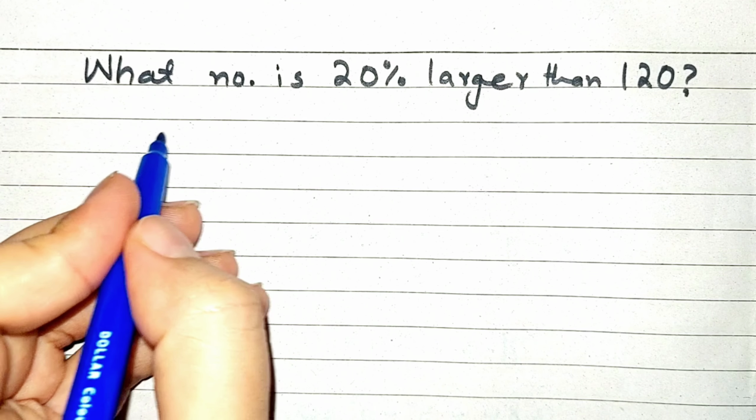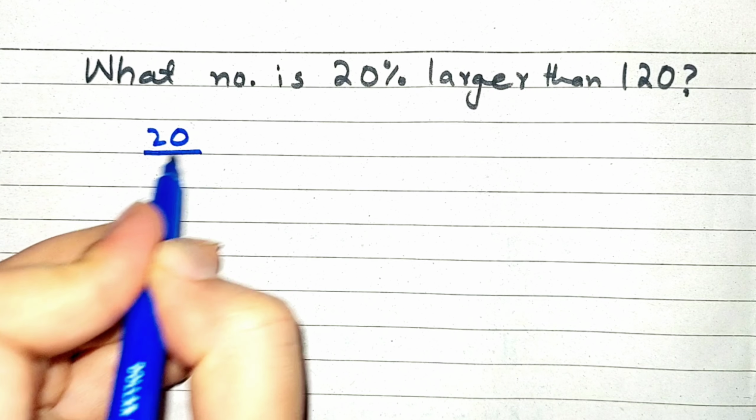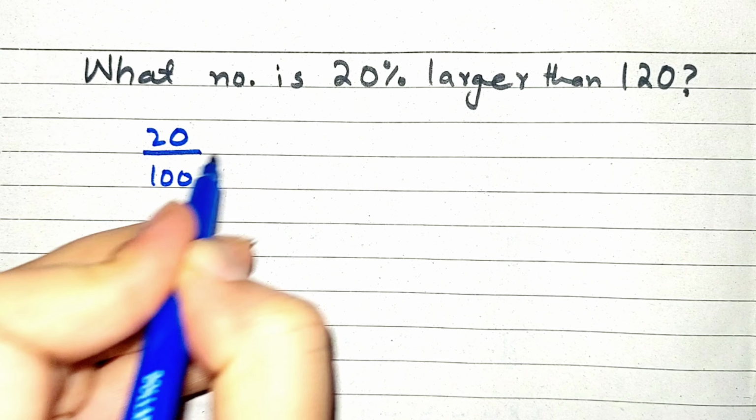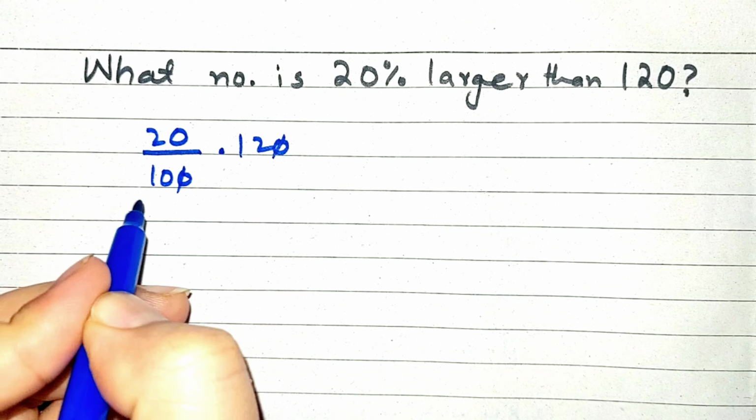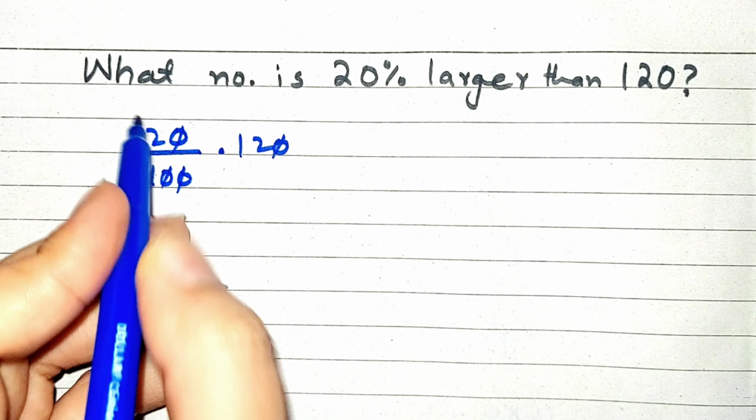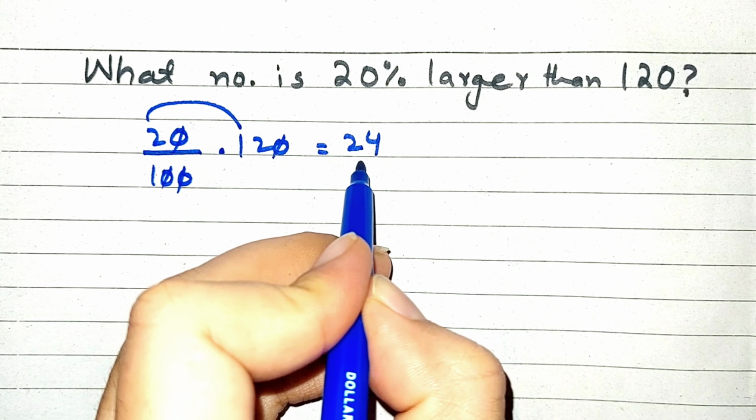So that means 20%, meaning 20 per each 100, times 120. So this and this will be cancelled, this and this will be cancelled. 2 multiplied by 12 will be equal to 24. So this is the number.